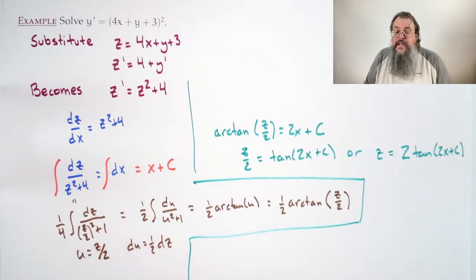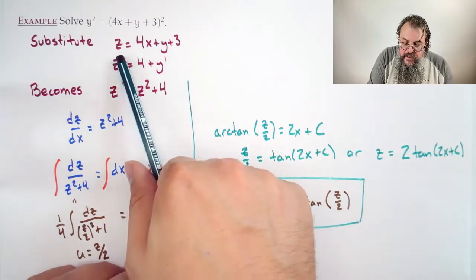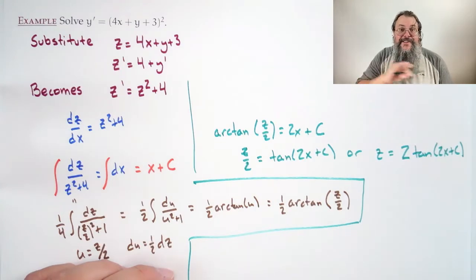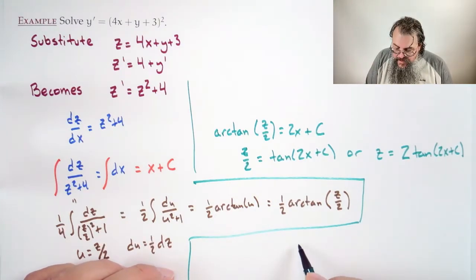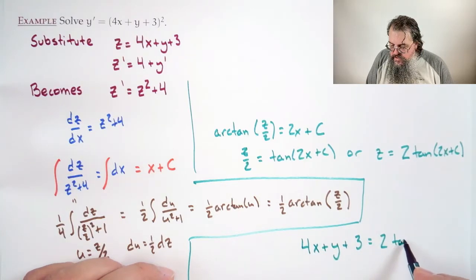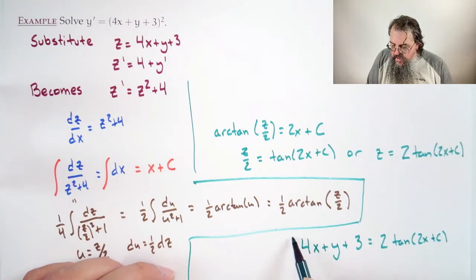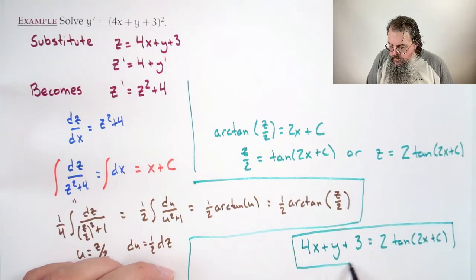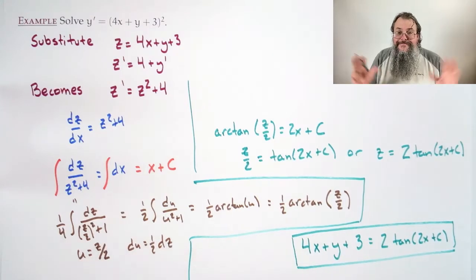Great. And finally, to finish it up, we replace z. You're not done until you get back in terms of your original. And so we have 4x plus y plus 3 equals 2 tangent of 2x plus c. And that is our answer. Now we're done. Beautiful. Beautiful.